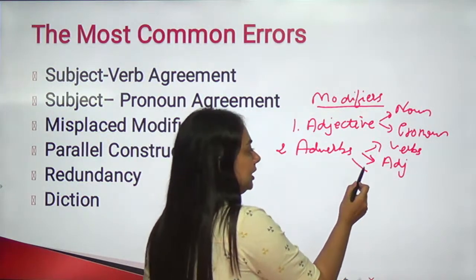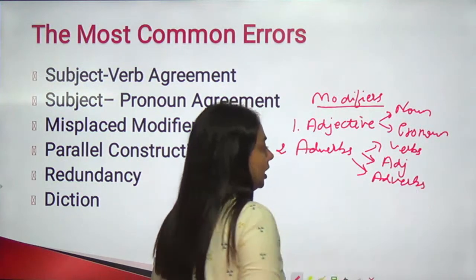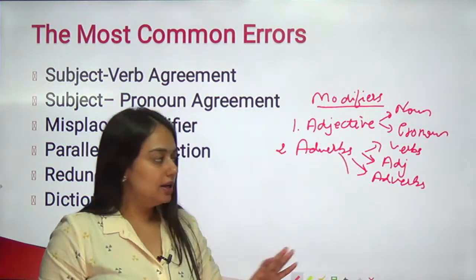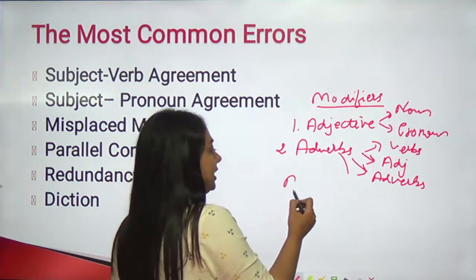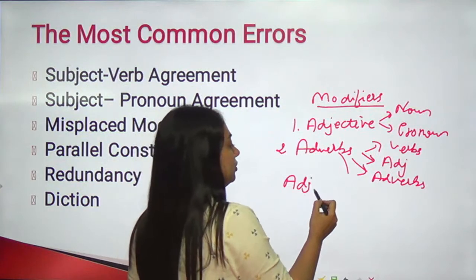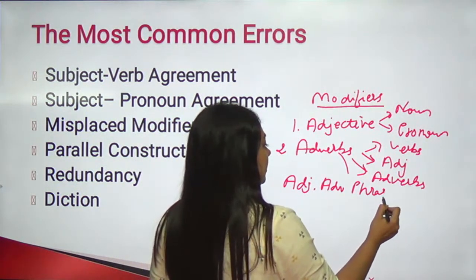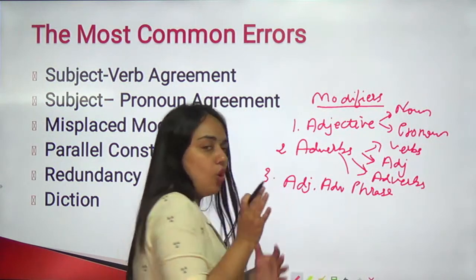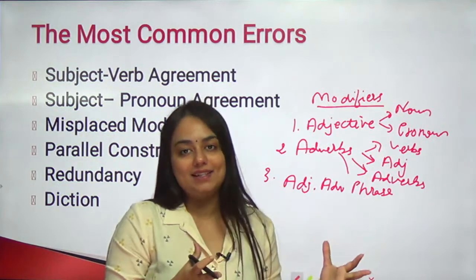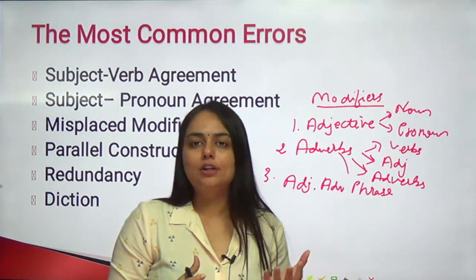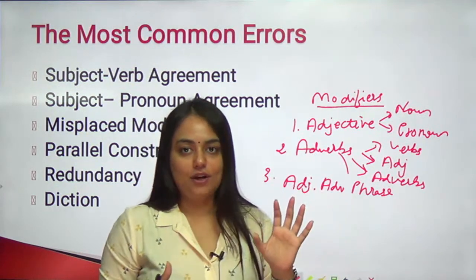So the third thing adverbs can modify are the other adverbs. Adverbs modify these three things. Apart from these two modifiers, we can use an adjective or adverb phrase also. Adjective or adverb phrase, which means there is this whole phrase, not just one word, but whole phrase which is modifying something. So it can be an adjective phrase or an adverb phrase. So these are also known as modifiers.